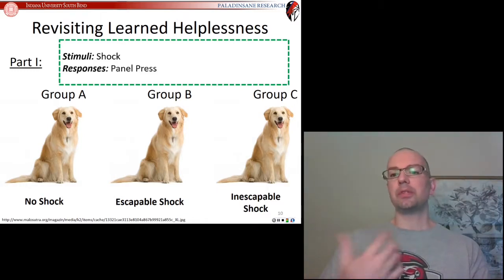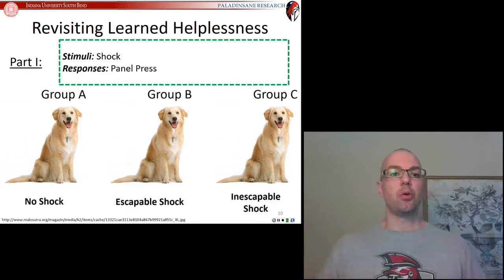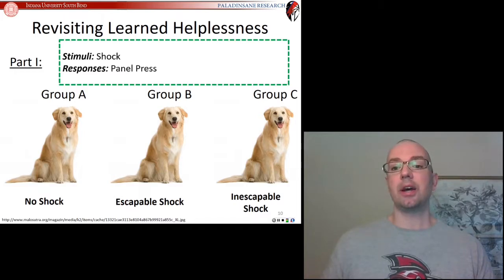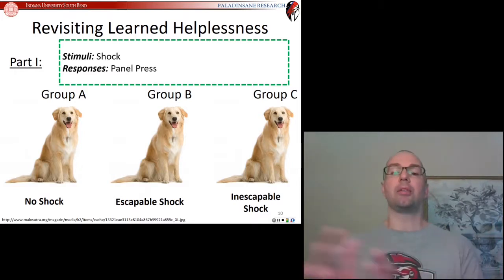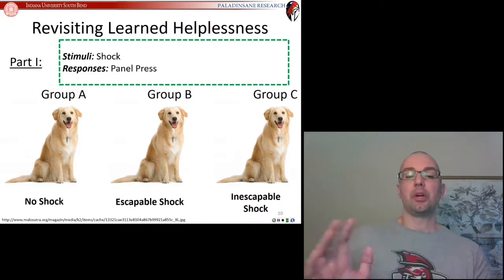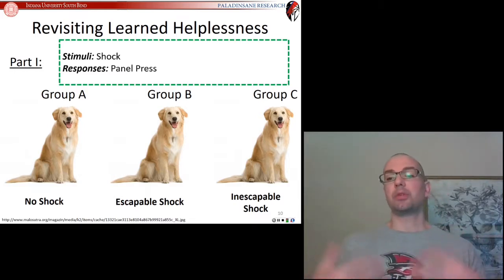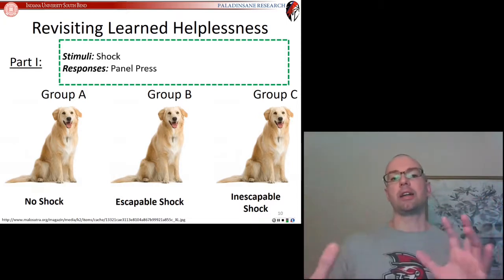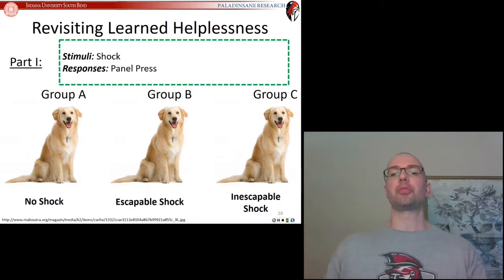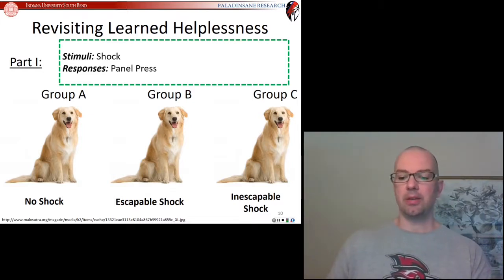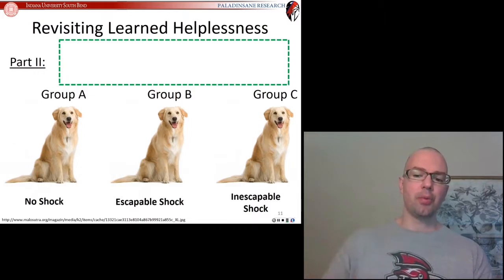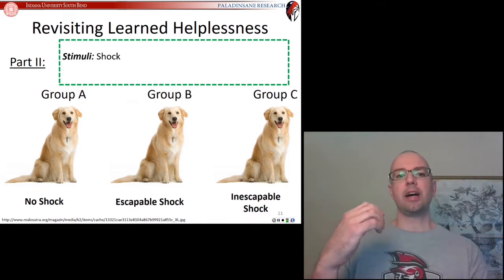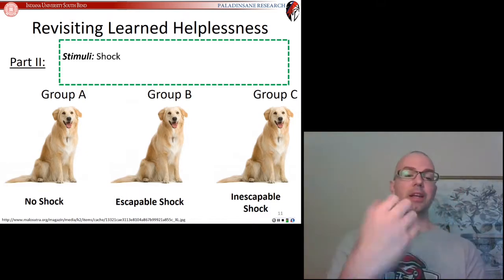And then the response that was measured was the panel press. So many different things could have been occurring, and many different things were occurring in this part of the experiment. Dogs would have been running around, dogs would have been barking, dogs would have been jumping up and down. Those are not the responses or the behaviors that were identified as being important to measure, so they're not considered a response. A response is an instance of a particular behavior, and in this case, it would have been the panel press.